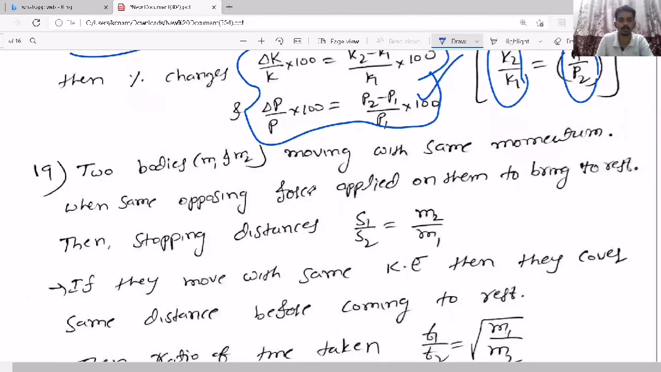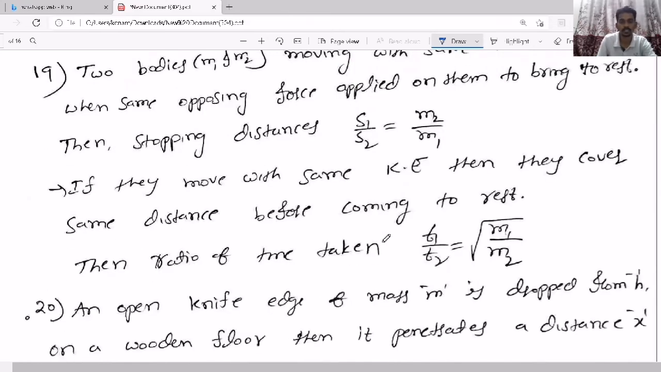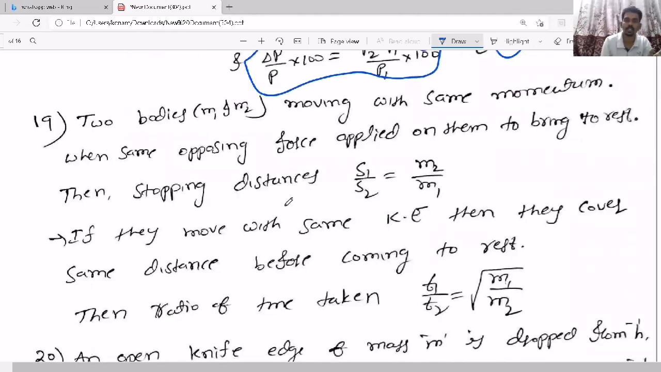And two bodies moving with the same momentum, when the same opposing force is applied on them to bring them to rest. So it is the stopping distance formula. So just try to understand it. Simple one. If they move with the same kinetic energy, they cover the same distance before coming to rest. Then the ratio of time. So here you can apply the work done equals change in kinetic energy formula, or you can apply the work energy theorem or conservation of energy. Once, please try to understand and try to solve it.